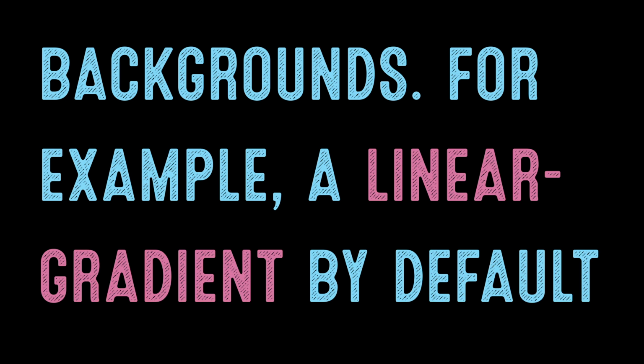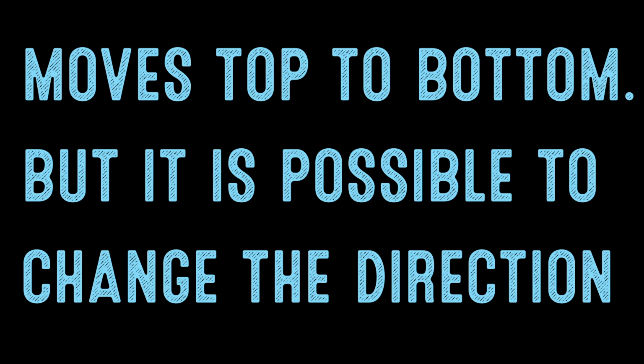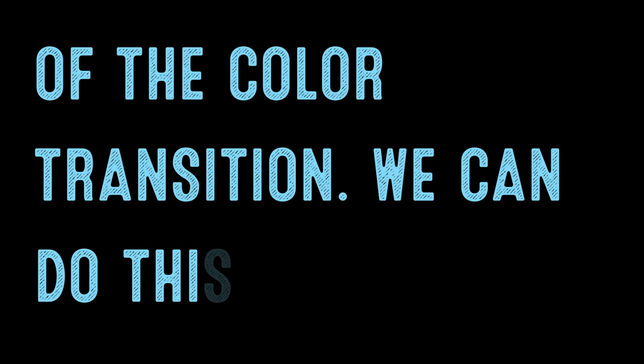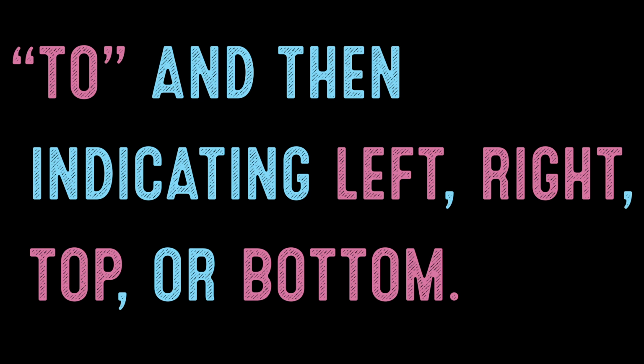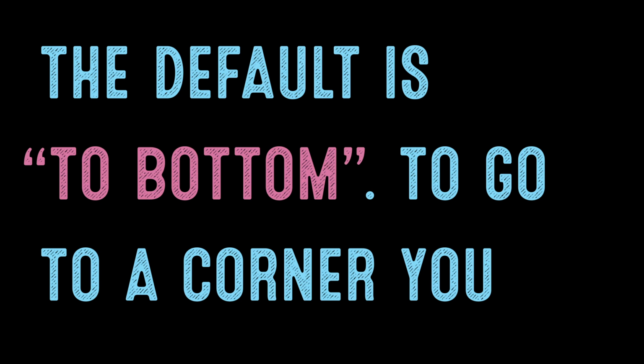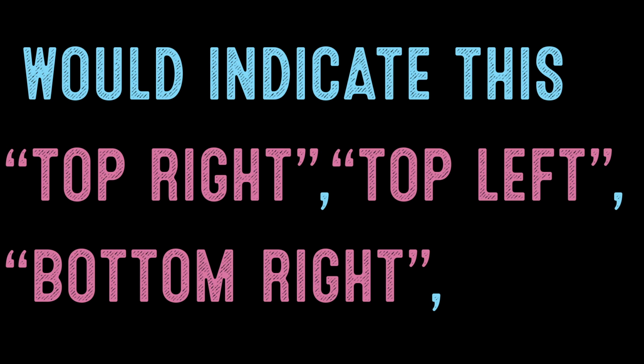It is possible to further customize gradients in our backgrounds. For example, a linear gradient by default moves top to bottom, but it is possible to change the direction of the color transition. We can do this by adding a side or corner value. We do this by adding the word to and then indicating left, right, top, or bottom. The default is to bottom. To go to a corner, you would indicate this by top right, top left, bottom right, and bottom left.